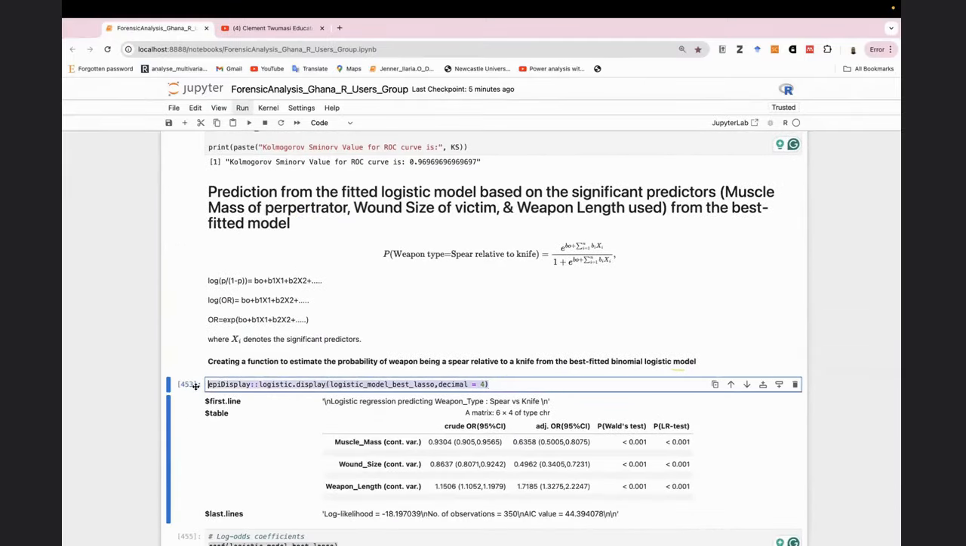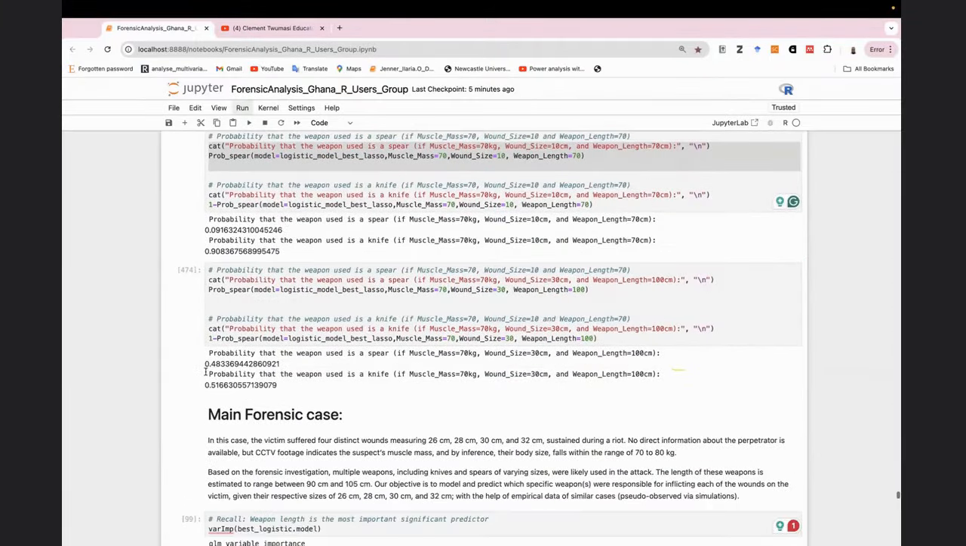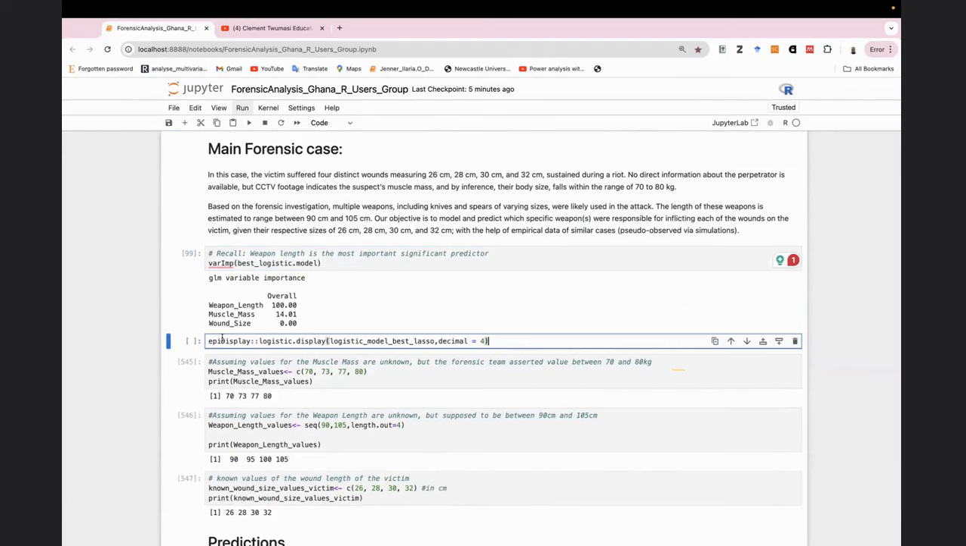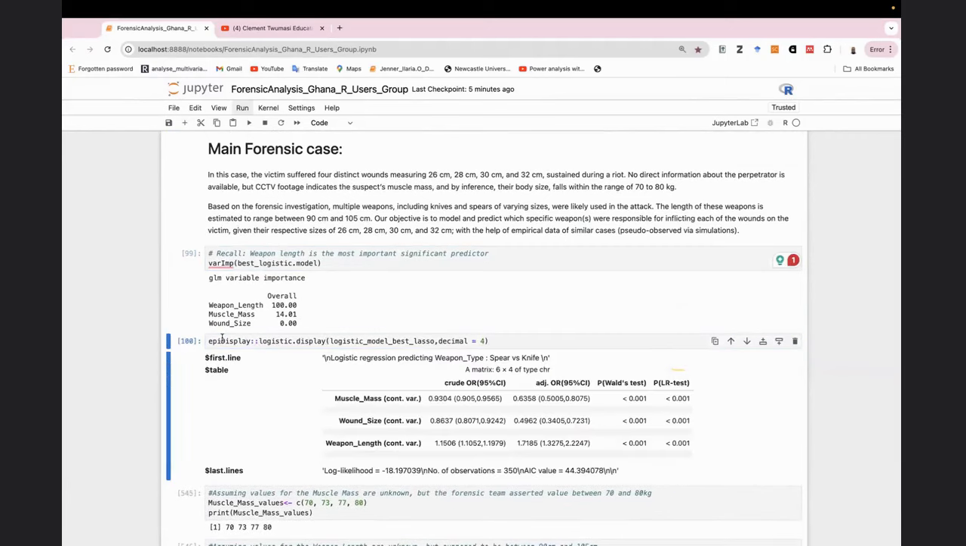So now if I should come here, remember that when we did the odds ratios, let me just copy this bit. So in R, there's something called variable importance. There is also a way to quantify importance. I told you the odds ratios help us to know which variable was among the significant ones, which one was more important in that fashion. So here we said the weapon length had the highest odds ratio. So because of that, it means that it's the most important predictor.